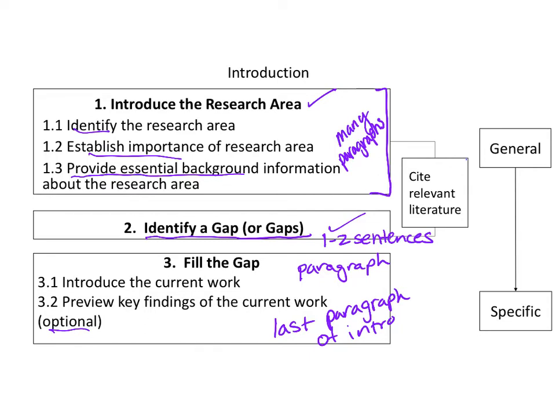It is really important to be citing literature in the introduction, and that's going to come up in the first part where you introduce the research area, and then where you're identifying the gap. And again, we go from a very general topic area into a more specific area. So this is some background information in general, and then specifically you're talking about what's being done in the paper. Okay, so that's the general move structure for the introduction.